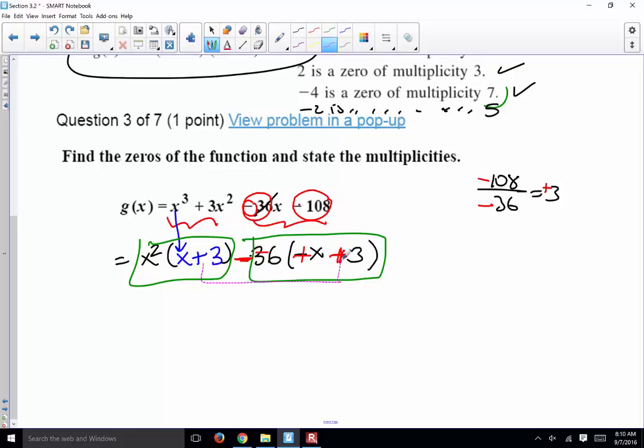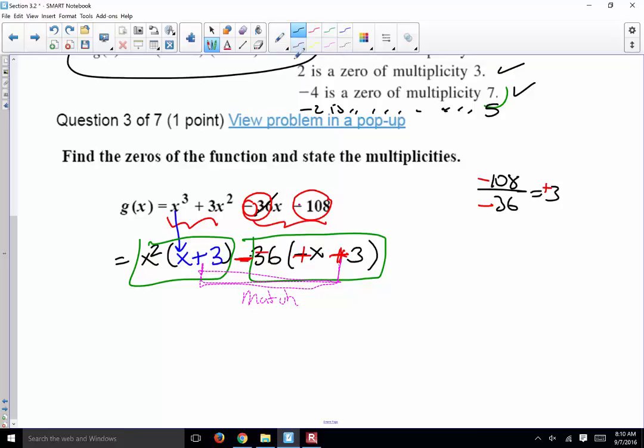Oh, look at this now. These two are a match. It's a match. Is this magic? Is this just a coincidence? No. Whoever wrote this question arranged these terms so you can factor them this way, okay?